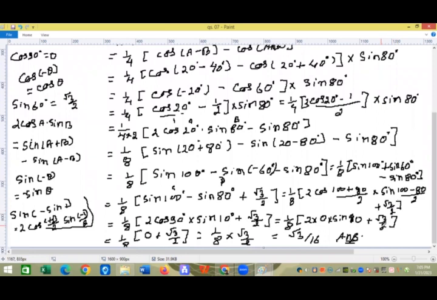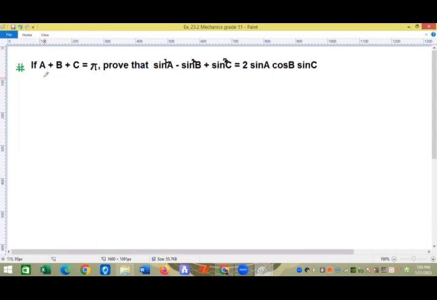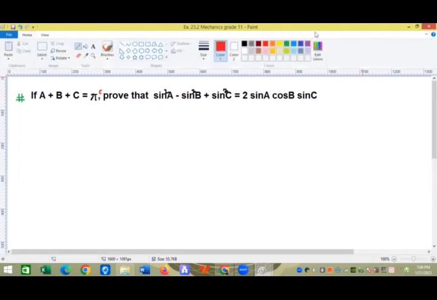Okay, so let's go to solve another problem. Here you can see that it is given that a plus b plus c equals pi. That means this is pi radian, that is 180 degrees. And prove that sine square a minus sine square b plus sine square c equals 2 sine a cos b and sine c. So you may start to solve this problem from here now.